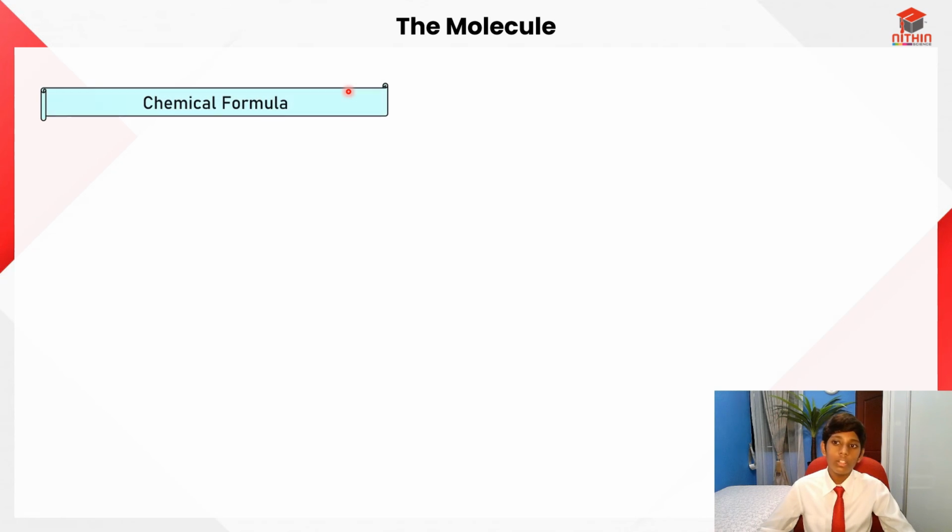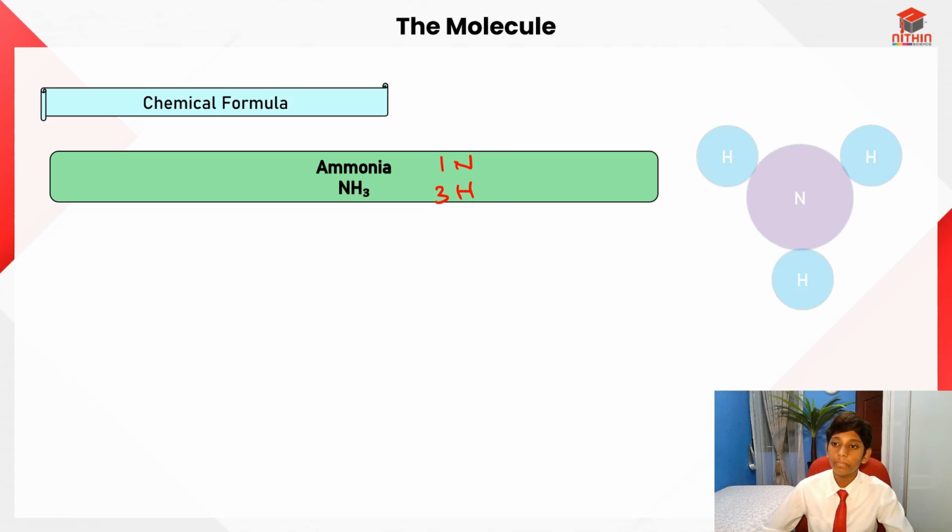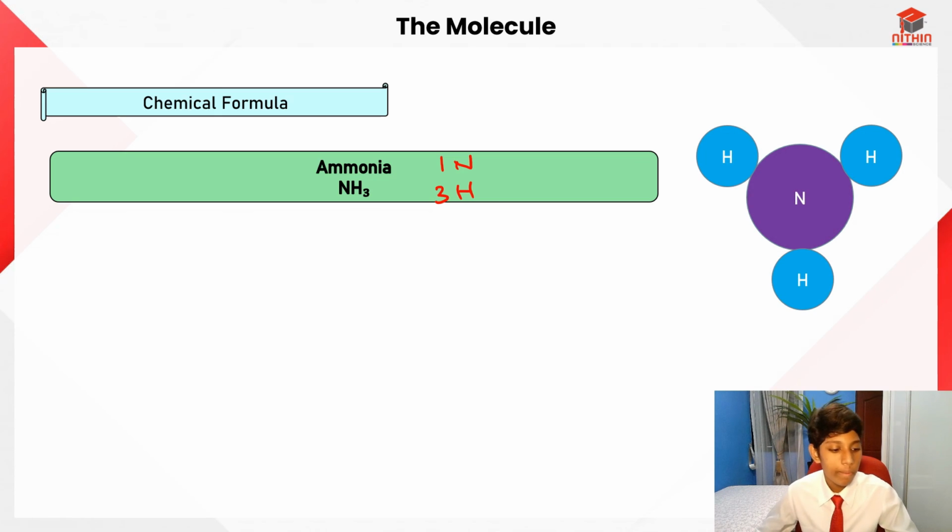Now let's move on. So the chemical formula is basically like, for example, ammonia is NH3, meaning that it has 1 nitrogen and 3 hydrogen. So this is how we represent it. So you can see that there's 1 nitrogen atom and there are 3 hydrogen atoms. So this is the chemical formula that represents it.